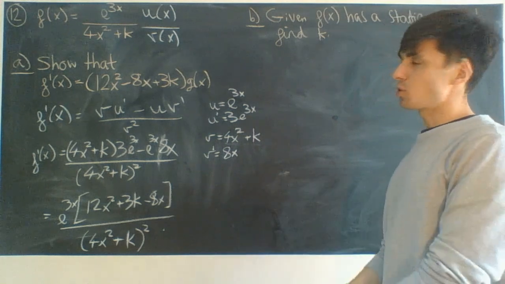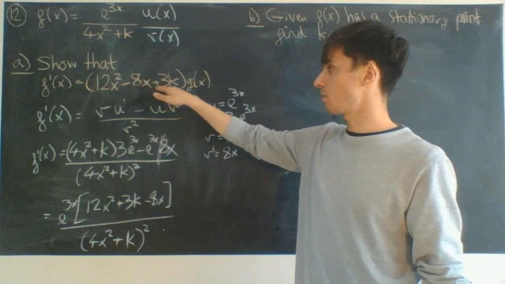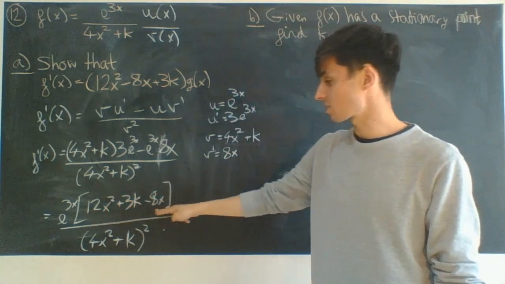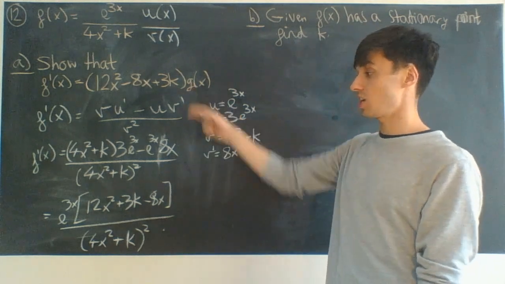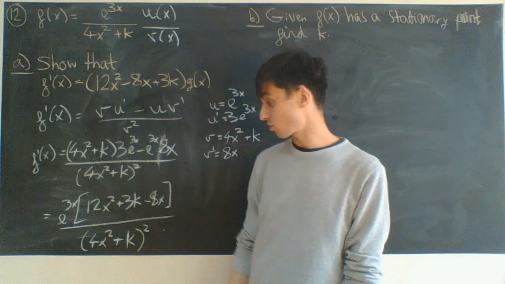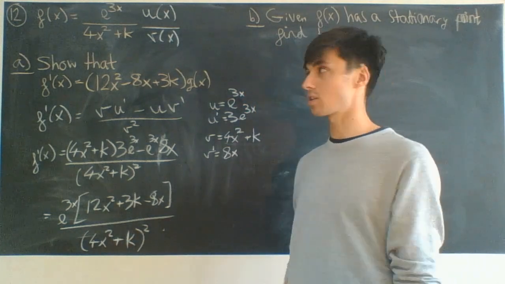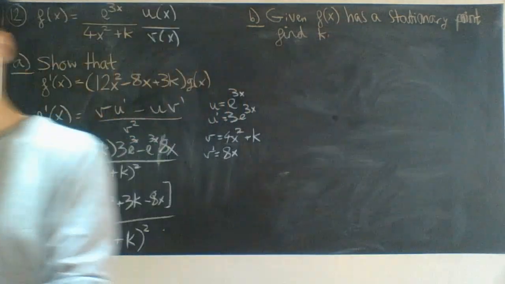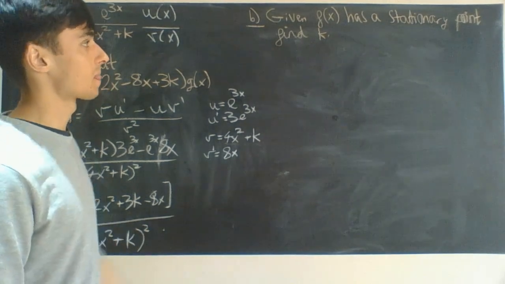Actually, here we've showed what they'd like us to show, because we've got 12x squared minus 8x plus 3k. That's exactly this. And we found that the g of x we were interested in is just e to the 3x over 4x squared plus k all squared. So we've done part A, it's just not quite in the right order. Let's switch over to have a look at part B then.